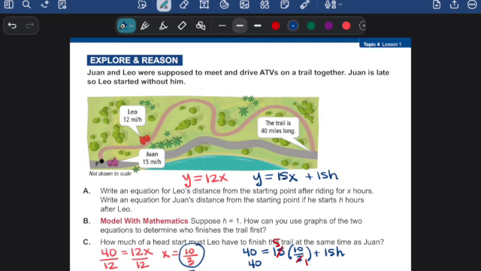So we have 40 equals 50 plus 15h. I'm running out of room. I don't know if you can see it on the bottom, so I'm going to move it up here. Okay, so if I subtract 50 from both sides, I'll have negative 10 equals 15h. And then divide both sides by 15. H is going to be, well, negative 2/3, but that's fine. 2/3 of an hour. So that means Leo needs 2/3 of an hour head start, or 40 minutes head start.